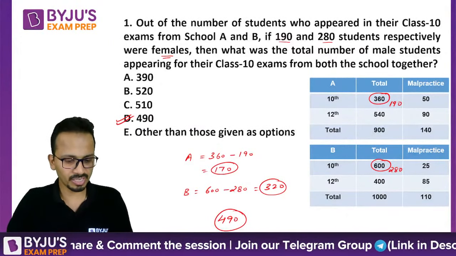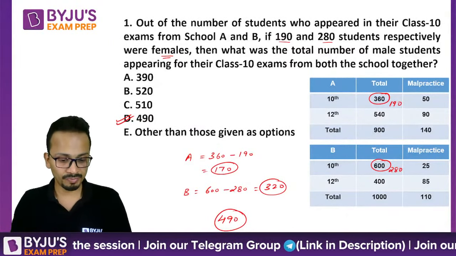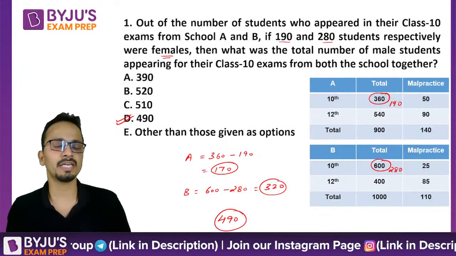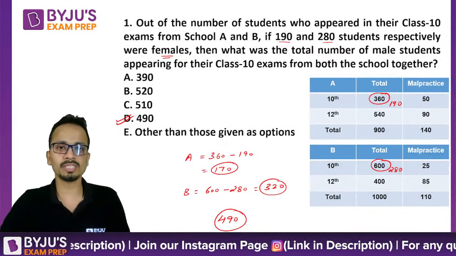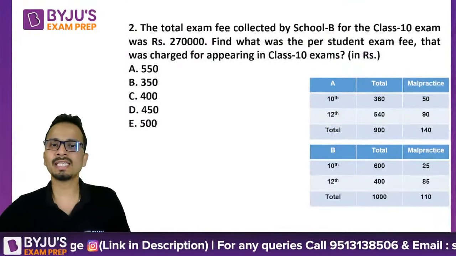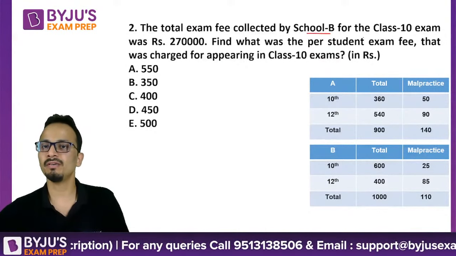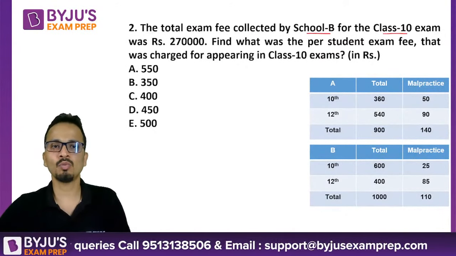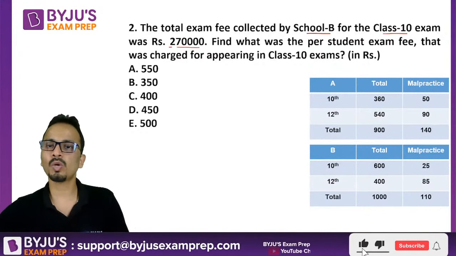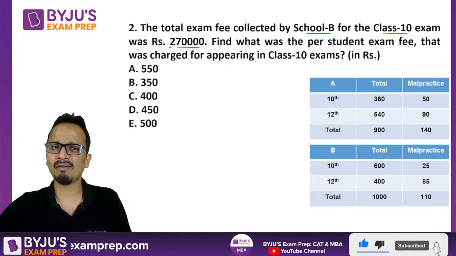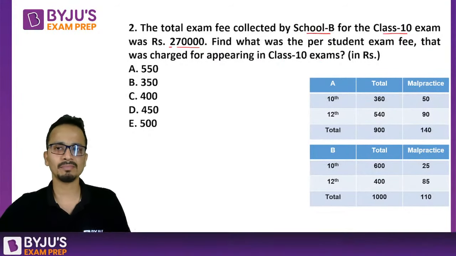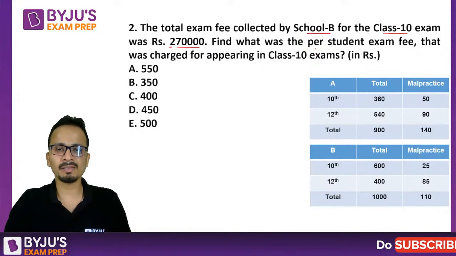And yes, Vicky, Gaurav, Abhilasha, Vivek, Shivam, Mamta, Chinta and Dharmi, all of you have given a correct answer. Wonderful. Let's move on to the second question. The total exam fee collected by school B for class 10th exam was 2,70,000. Find what was the per student exam fee that was charged for appearing in the class 10 exam. Again, another simple question.